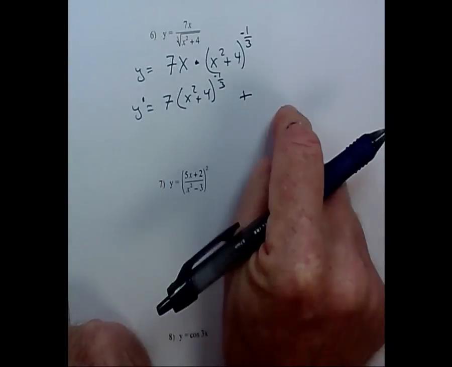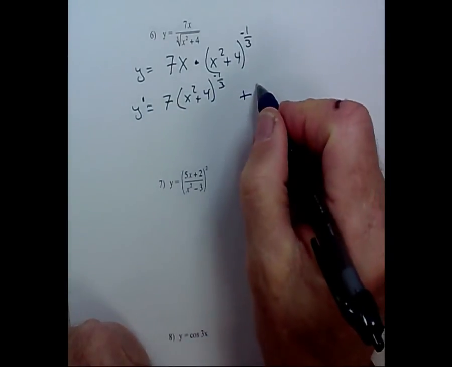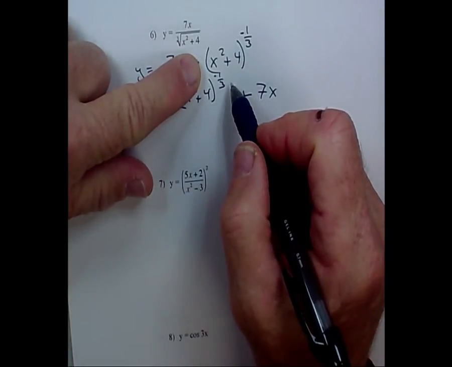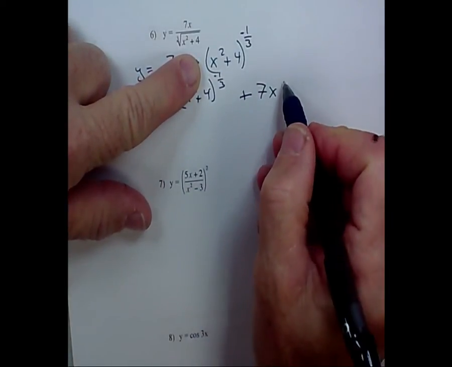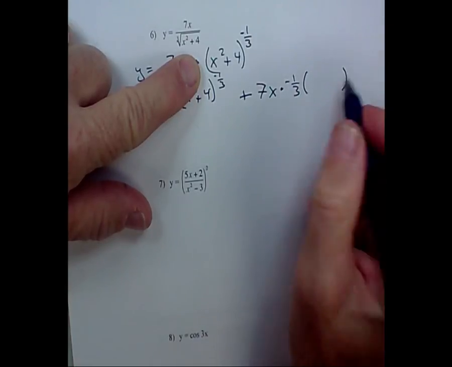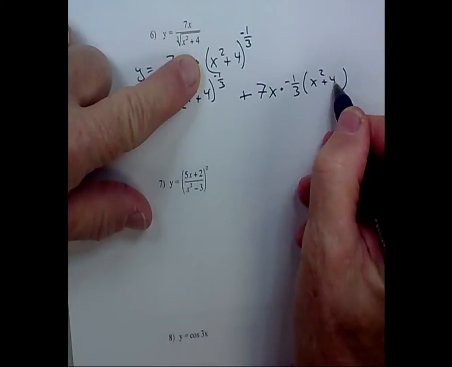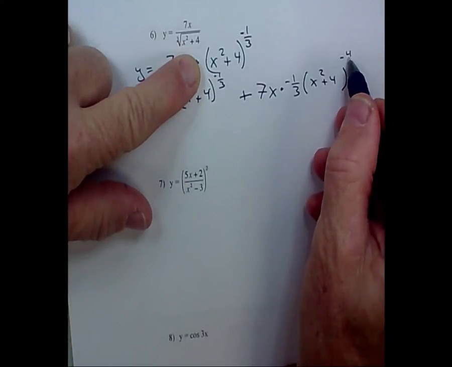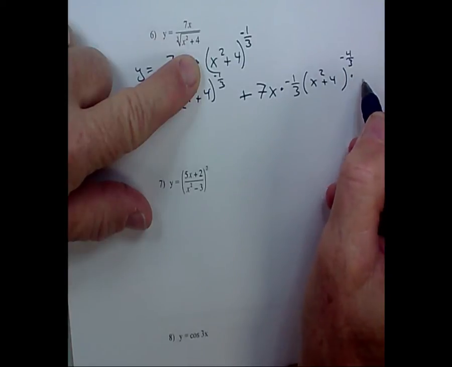Okay? Till now. So I come over to the other side of the plus sign. I'm going to write the 7x. And now you're going to take the derivative of that, which is negative 1/3 times x squared plus 4 to the negative 4/3. You don't mess around with that. Then what does this become? Negative 4/3. Yeah, negative 4/3 times 2x.